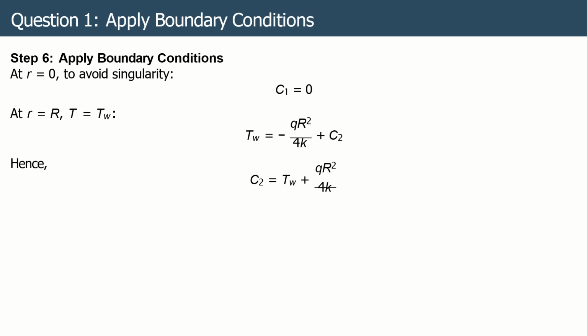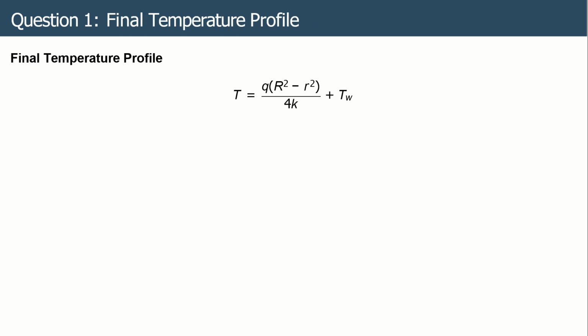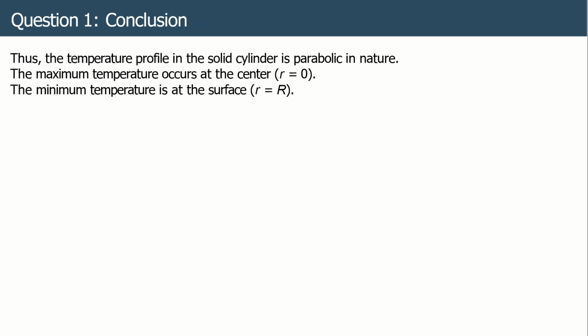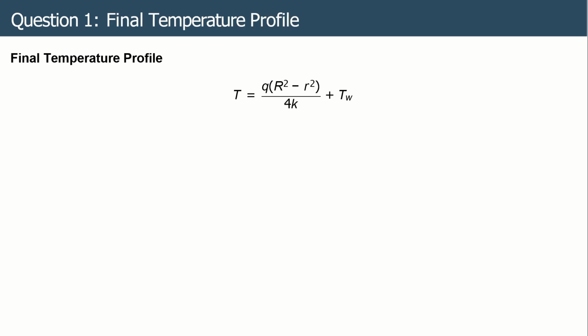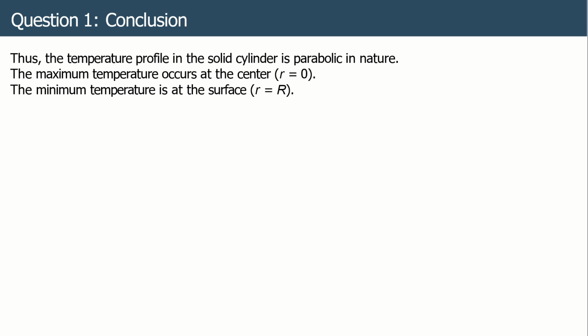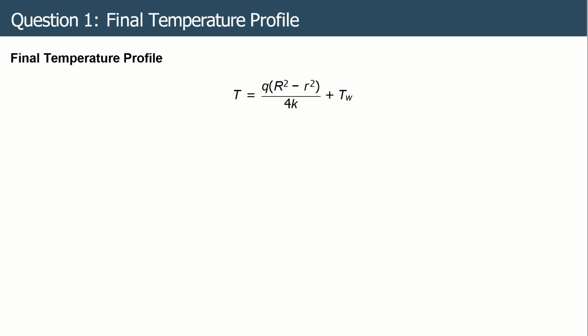Then for finding these constants we need to apply the boundary conditions, so we will be getting the C1 value and C2 value. After putting C1 and C2 in the temperature equation, we will be getting the final temperature profile as this. So the conclusion is, thus the temperature profile in a solid cylinder is parabolic in nature, and the maximum temperature occurs at the center, r equals 0. The minimum temperature is at the surface, r equals capital R. So this is the final temperature profile.